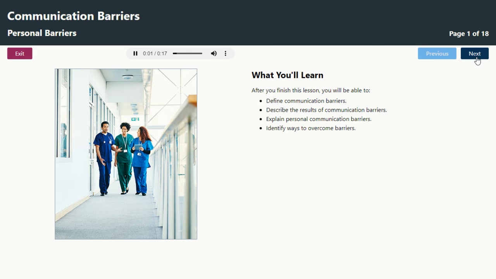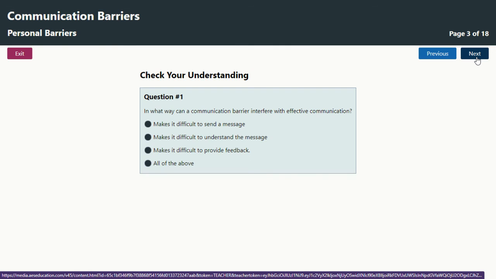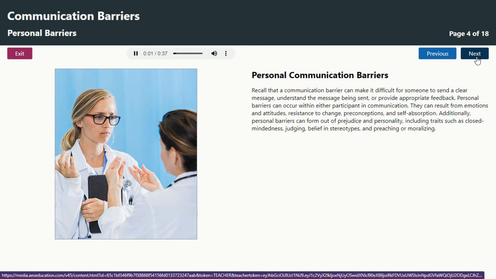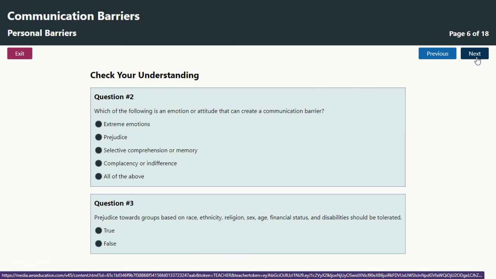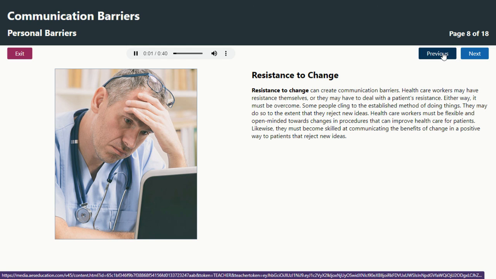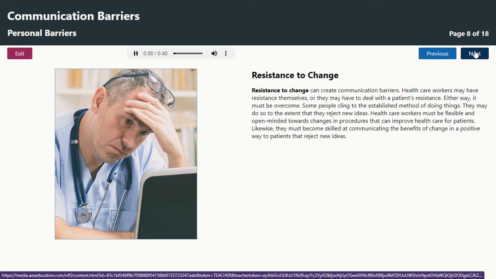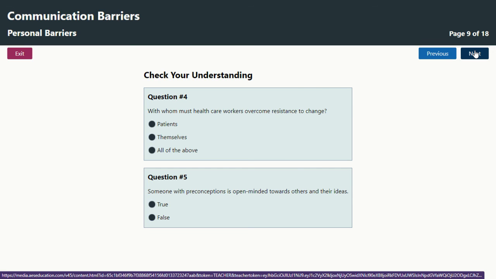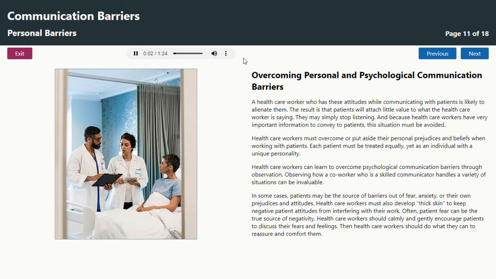What you'll learn. Communication barriers. Personal communication barriers. Emotions and attitudes. Preconceptions. Resistance to change. Self-absorbed. Overcoming personal and psychological communication barriers.